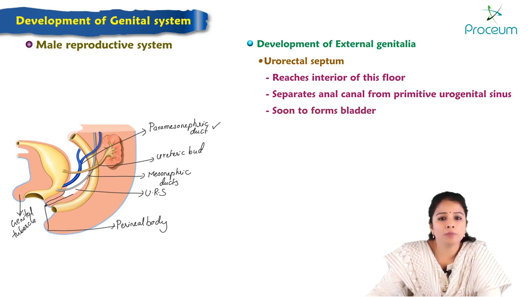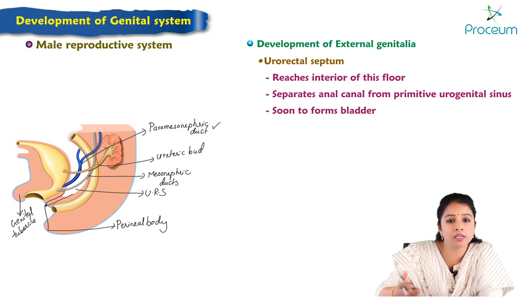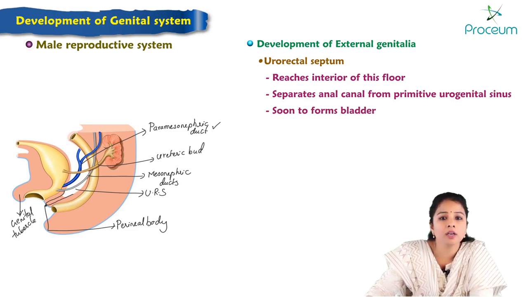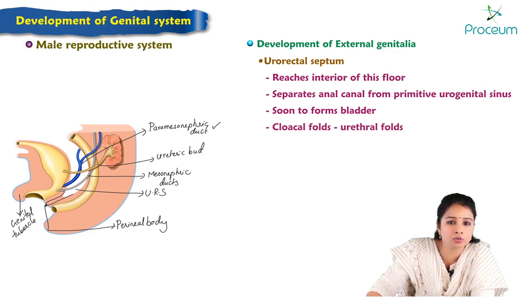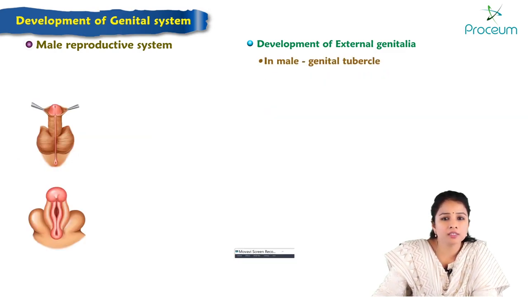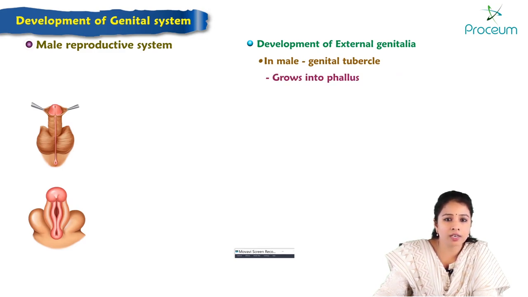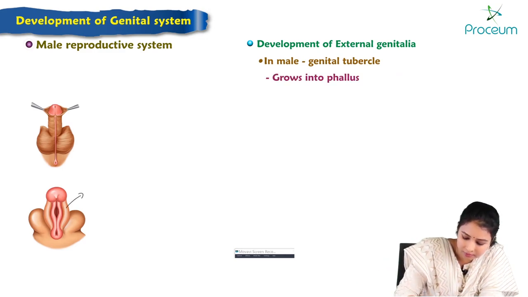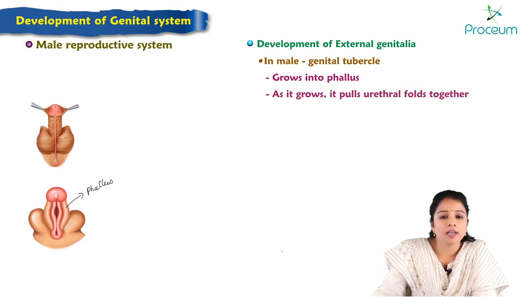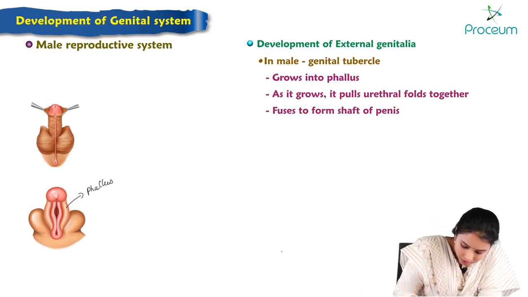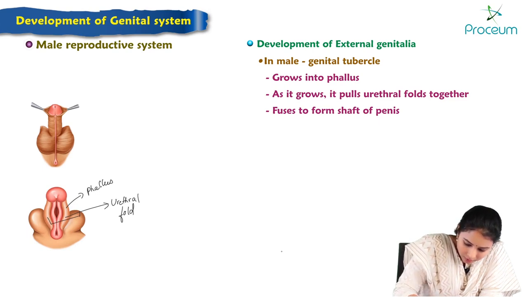Later, the urogenital sinus forms the urinary bladder, and the cloacal folds are now called urethral folds. So, in males, the genital tubercle grows as the phallus. So, this is the phallus. And as it grows, it pulls the urethral folds together, and these folds fuse to form the shaft of the penis. So, these are the urethral folds, the left and right urethral folds. You can see they are fused in the midline.